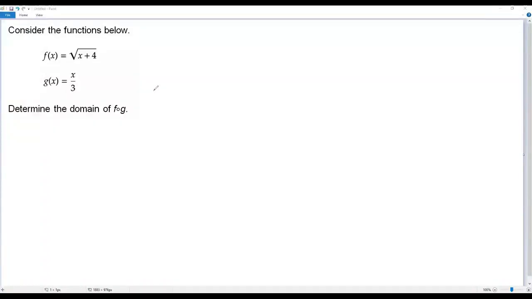Here we have a pre-calculus problem. Okay, let's go with the information. Consider the functions below. f(x) = √(x + 4), g(x) = x/3. Determine the domain of f∘g.